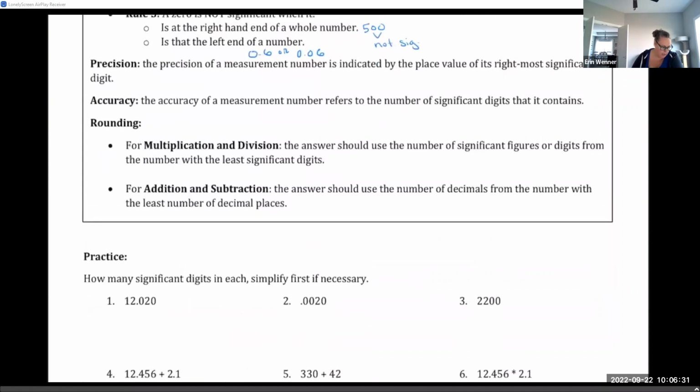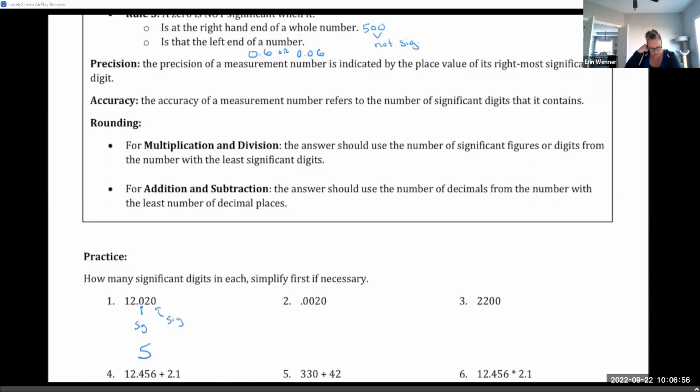So if we look at number 1, we have 12.020. Because this 0 is between two whole numbers, it's significant. And because this 0 is at the end of a decimal number, it is also significant. Therefore, we have 5 total significant digits.